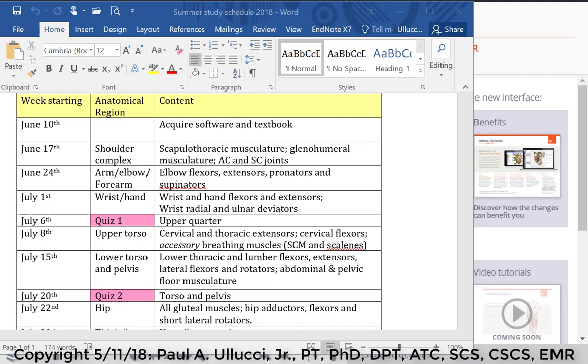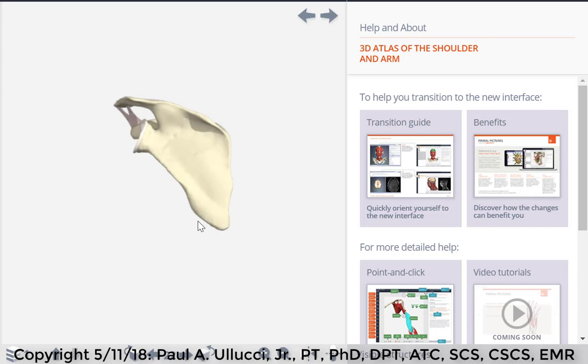Hello, I just wanted to give you a quick update, trying to set the stage for our first day. So when we're looking at this, we're looking at June 17th. You're supposed to be looking at the shoulder complex, the scapulothoracic musculature, the glenohumeral musculature, the AC joint, and the SC joint. So let's take a look at that on Primal.